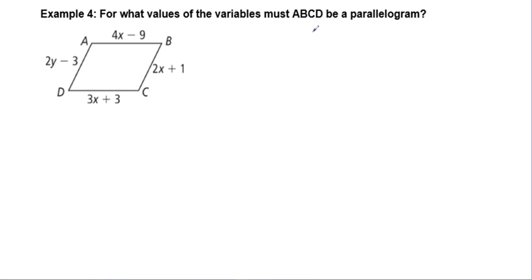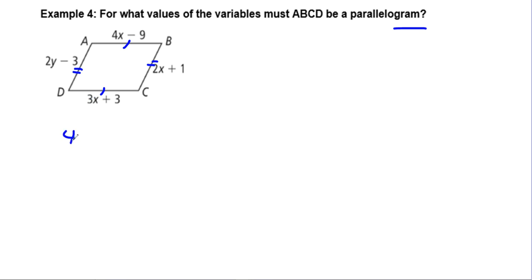Okay, what variables must x and y be for this to be a parallelogram? That means we need to have opposite sides equal. So we could do 2y minus 3 is equal to 2x plus 1, but that goes yuck. We got a system of equations. Can still do it, we just need a second equation. We just might as well take care of this first. Let's put this side equal to that side.